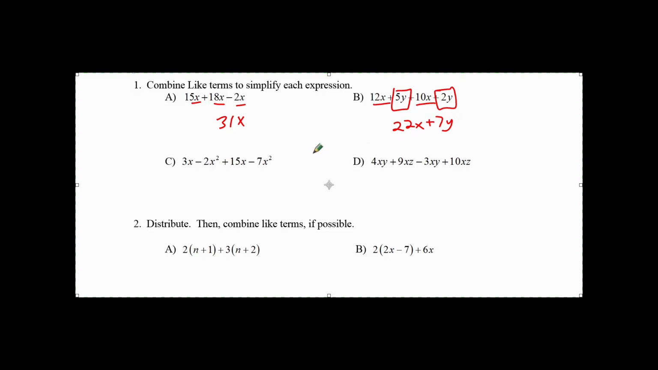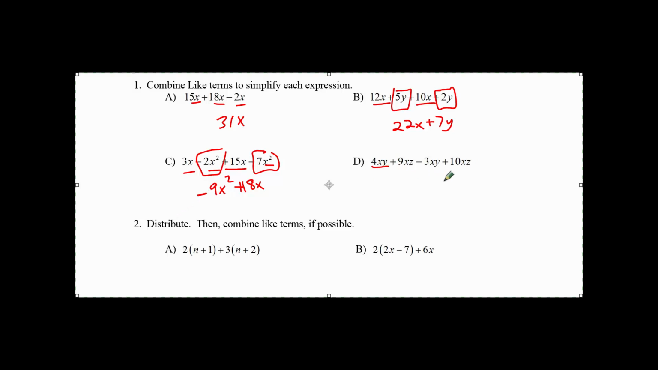Now, if they are different x's, then combine the x's and combine the x squareds. Box those x squareds. Now, usually you put the highest exponent first. So you got negative 2 and negative 7. You owe 2, you owe 7 more, that means you owe 9. And then your lonely x's, 3x and 15x, that would be 18x. So, it doesn't matter if they're plus or minus, you just put the minus in front of them.